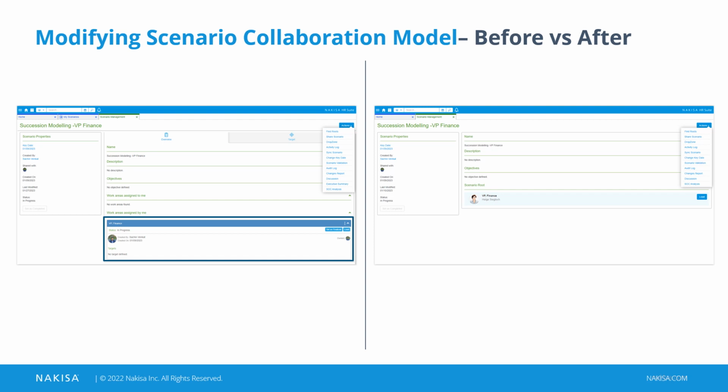So what you see on the left-hand side is the scenario management page that contains the workflow assignments and approval related features, as it comes with the full-blown scenario model. And the image on the right-hand side is enabled with the scenario share only model. Now let's jump into the admin console and see how to modify the scenario collaboration model.